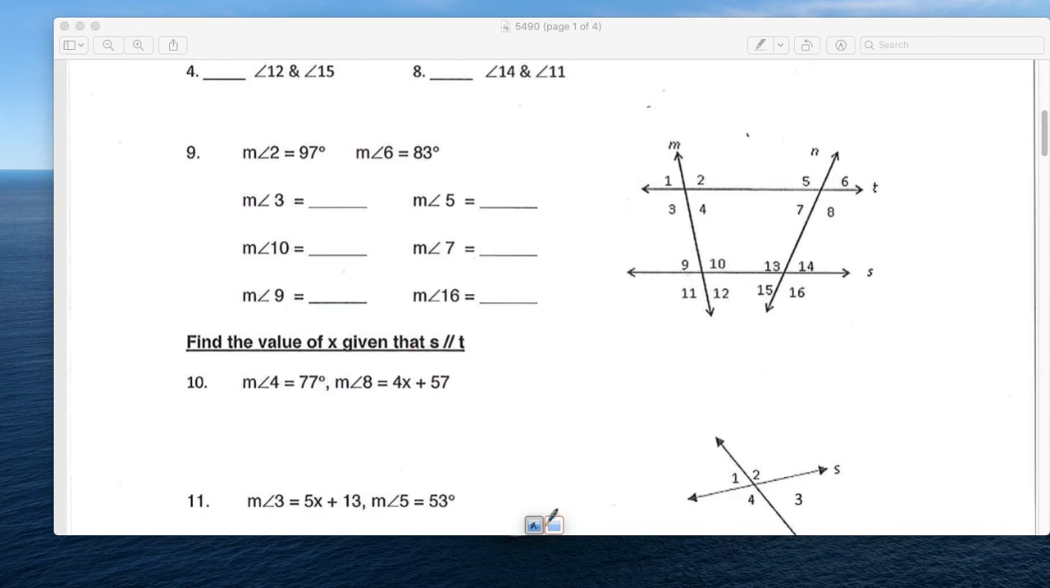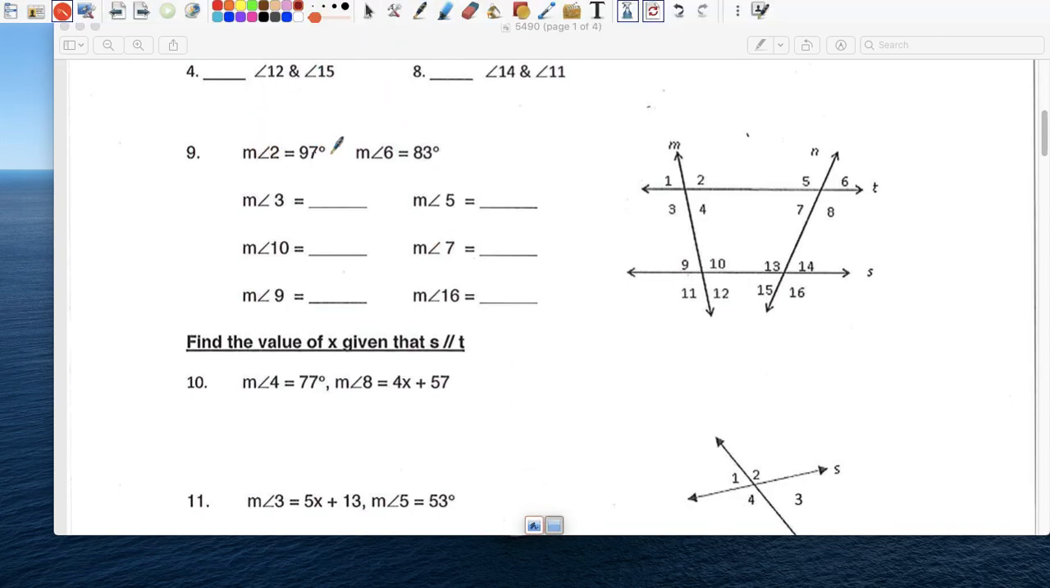Angle 2, so they're asking us to fill this in, so that's nice and easy. Angle 2 is 97. Before I even start, I need you to ignore the other side. So we're just doing this right now. Angle 2 is 97, so automatically we can say that this guy is 97 because they're vertical angles. And then I can use a corresponding relationship and say this is 97 as well, and this is 97. Right?